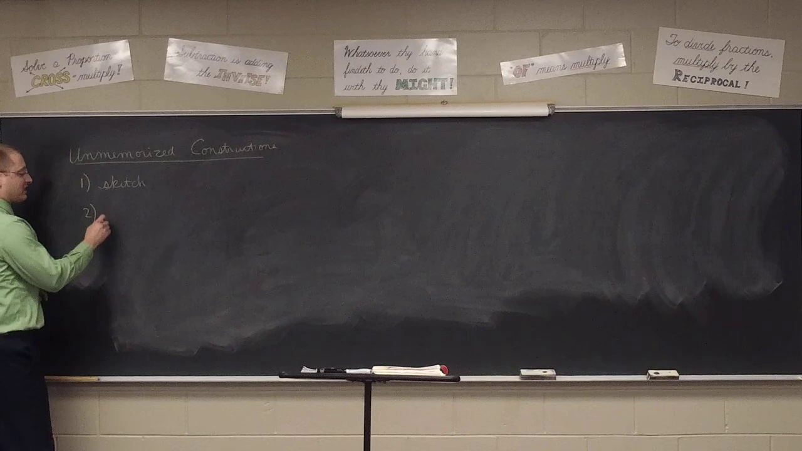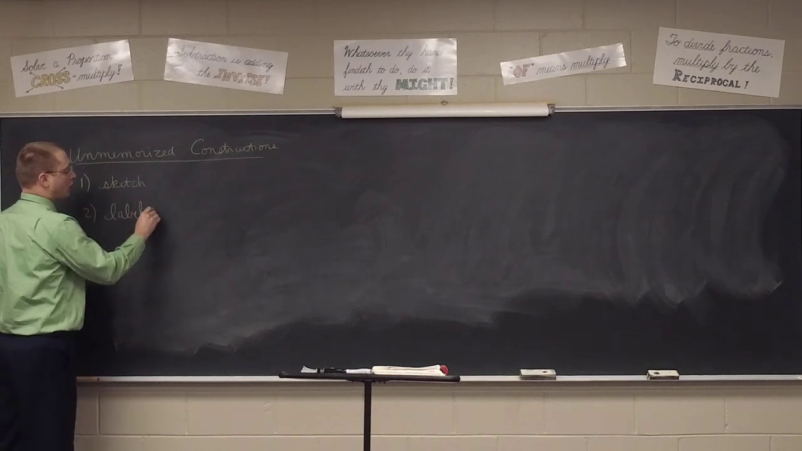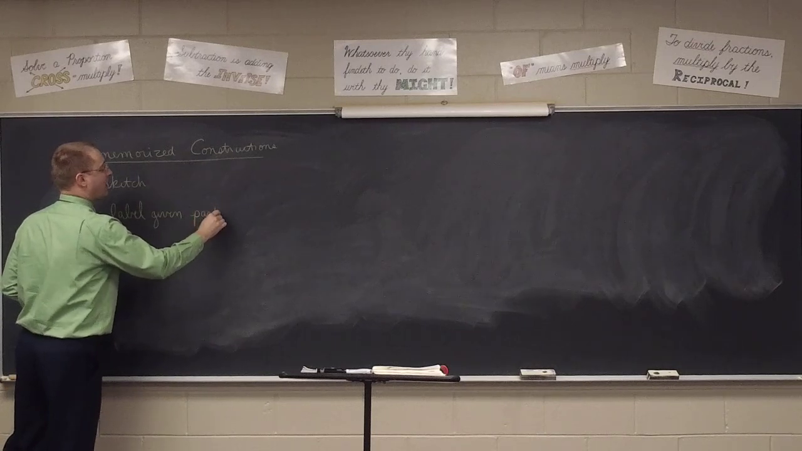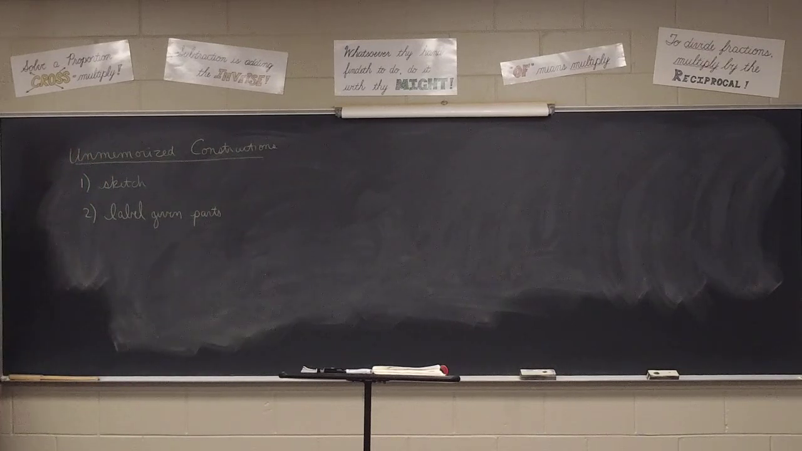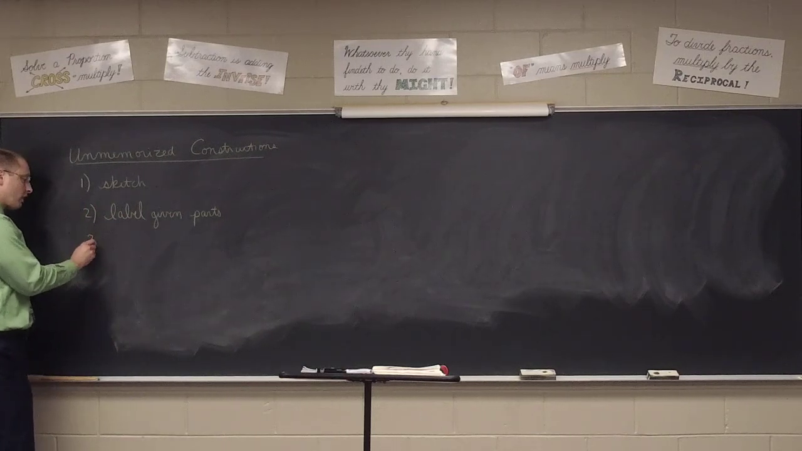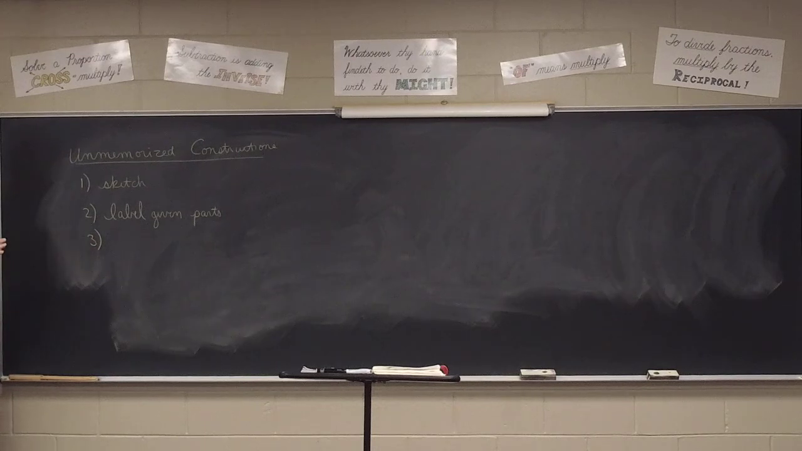Number two, on the sketch, label all of your given parts. So with every construction, you're given something or some things. On the sketch, label what it is you already know. Label what you already have been given.